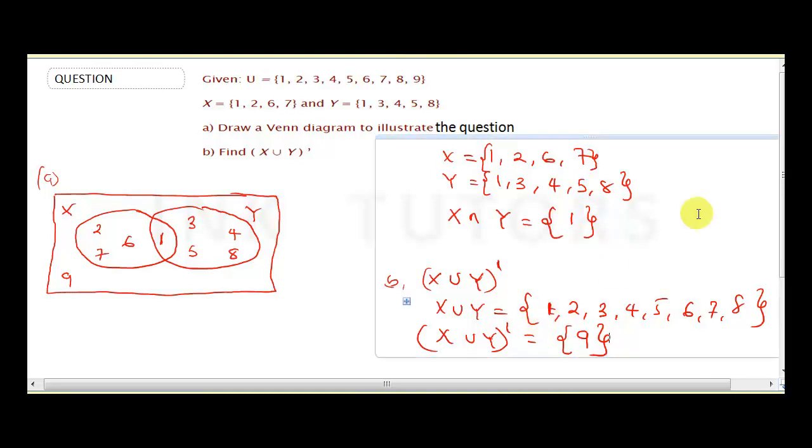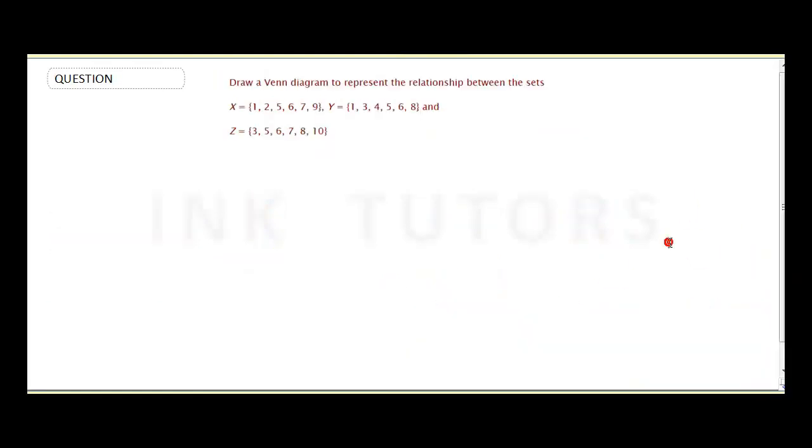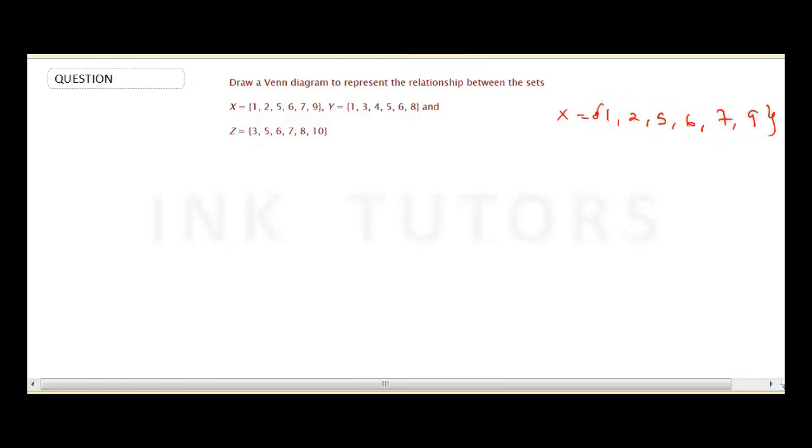Okay, so let's go to the next question on Venn diagram. It says draw a Venn diagram to represent the relationship between the sets. So we have a 3 variable set. We have our X to be 1, 2, 5, 6, 7, and 9. We have our Y to be 1, 3, 4, 5, 6, and 8. And we have our Z to be 3, 5, 6, 7, 8, and 10.